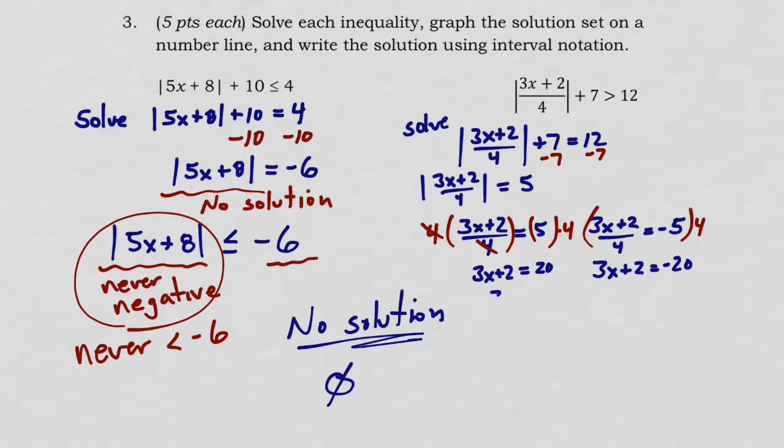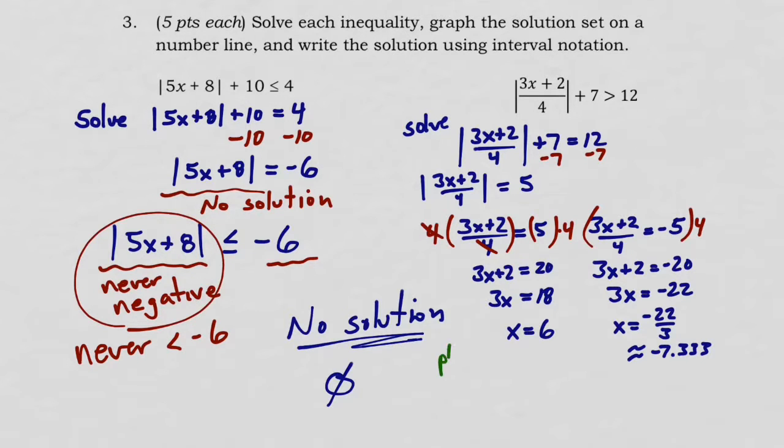Subtracting 2 from both sides gives us 3x equals 18, and 3x equals negative 22. We can divide both sides by 3 to get x equals 6, and x equals negative 22 over 3, which is roughly negative 7.3. And now we can plot both of those points on a number line.